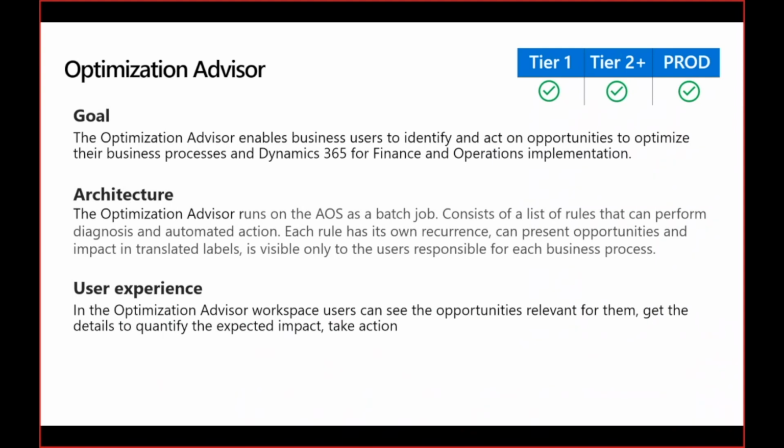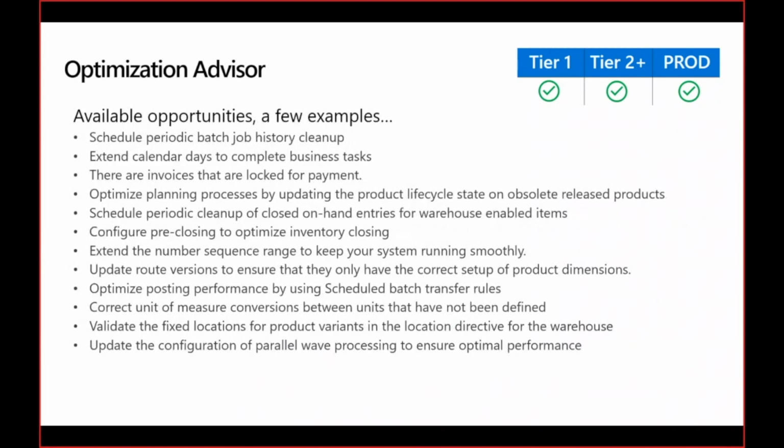Typically you have a set of rules. We come up with standard rules, and then you can customize and create your own rules. These rules can then run at specific times, do a diagnosis, and you could even have some automated actions out of this. We have a specific workspace in Dynamics 365 Finance and Operations, the Optimization Advisor workspace, where users can see the opportunities that are relevant only for them, and they can then take certain actions. This is just a slide with a few examples of rules and opportunities that we have.